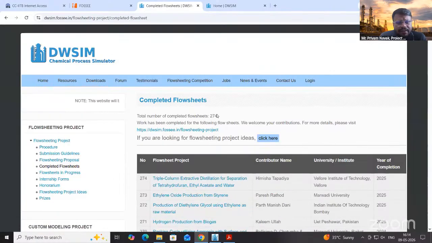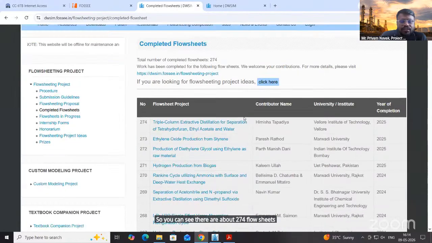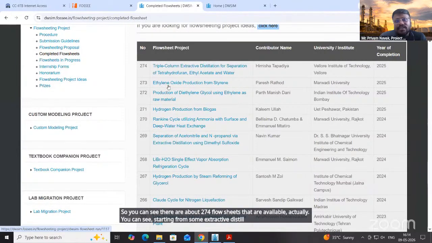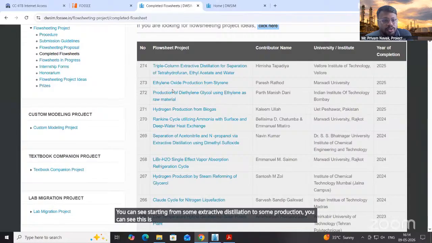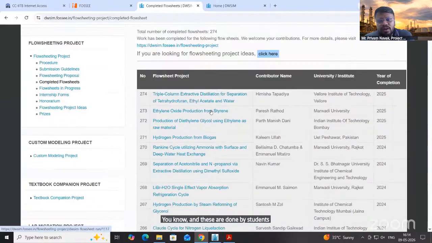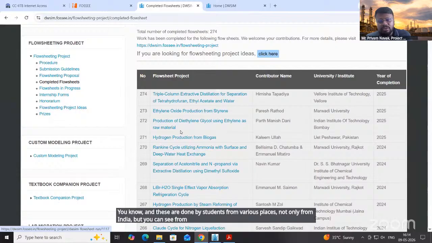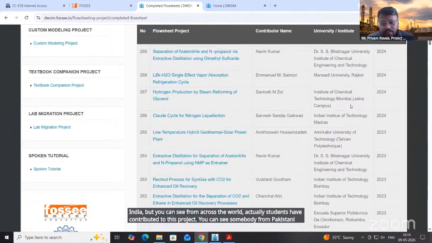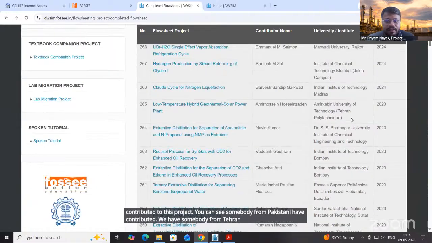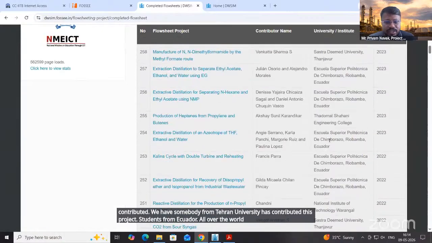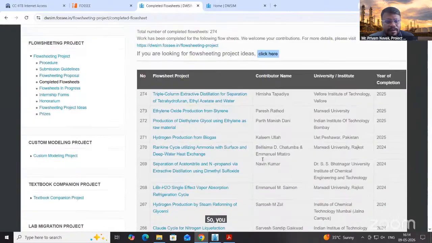So you can see there are about 274 flowsheets that are available actually. You can see starting from some extractive distillation to some production. You can see this is a flowsheet on ethylene oxide production from styrene, like this hydrogen production from biogas, and these are done by students from various places, not only from India, but from across the world. Actually, students have contributed to this project. You can see somebody from Pakistan has contributed. We have somebody from Tehran University who has contributed. Students from Ecuador, all over the world, people have contributed to this project. And they are available for free download.